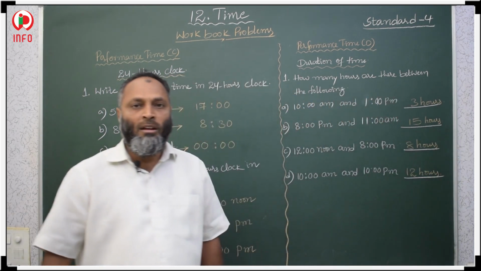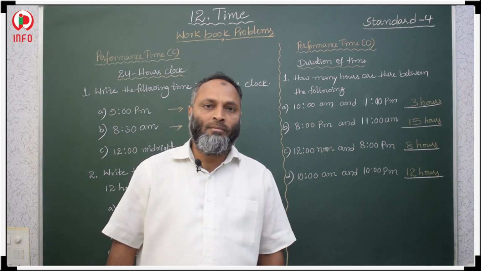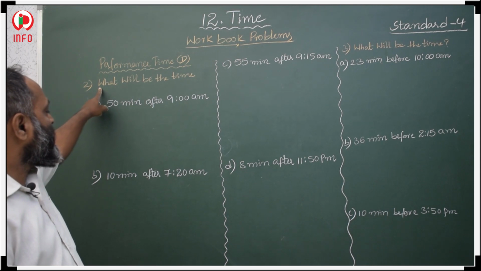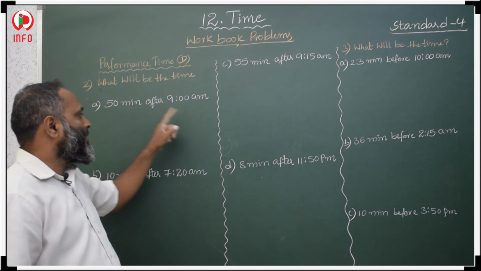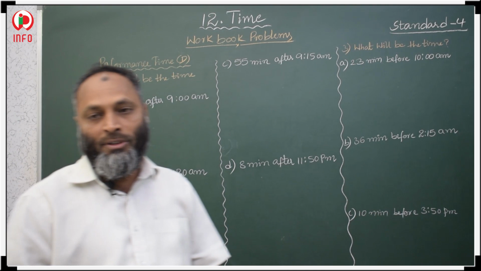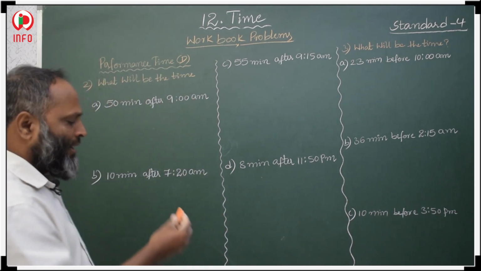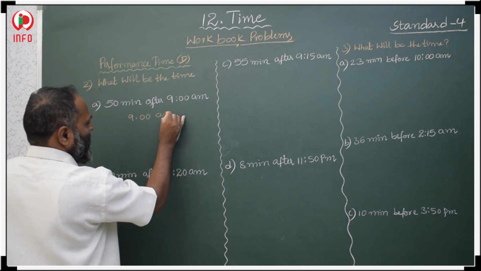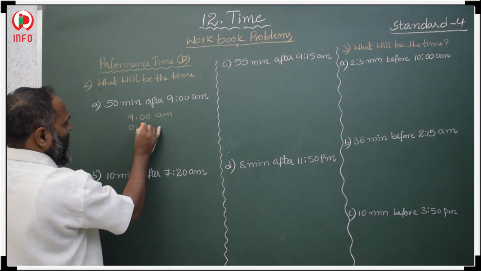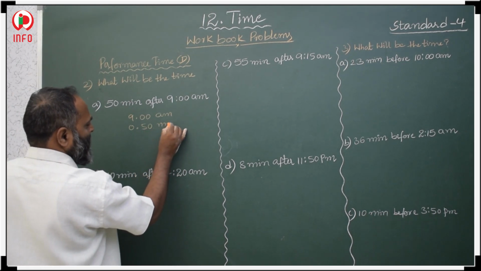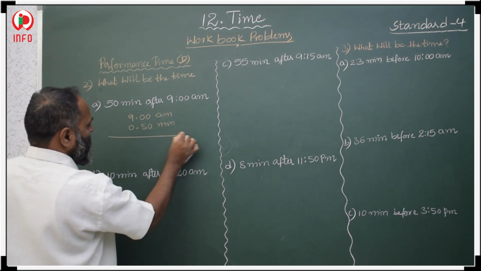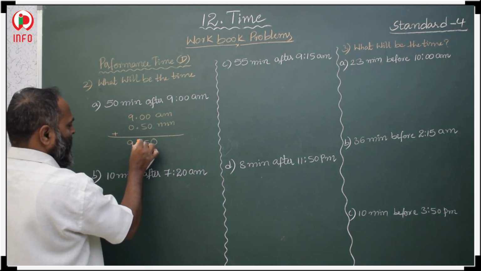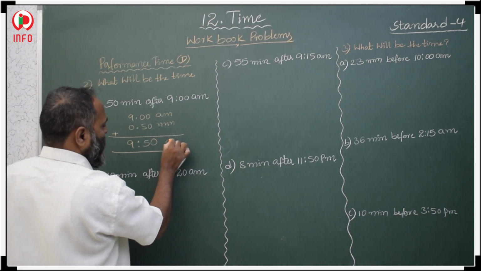Okay, students. Now, in performance time, the second question. See here, what will be the time 50 minutes after 9 a.m.? After means we should add. So here 9 a.m., 50 minutes after means 50 minutes we should add. So what is the answer? 0 plus 0, 0; 5 and 9. So then you will get 9:50 a.m.